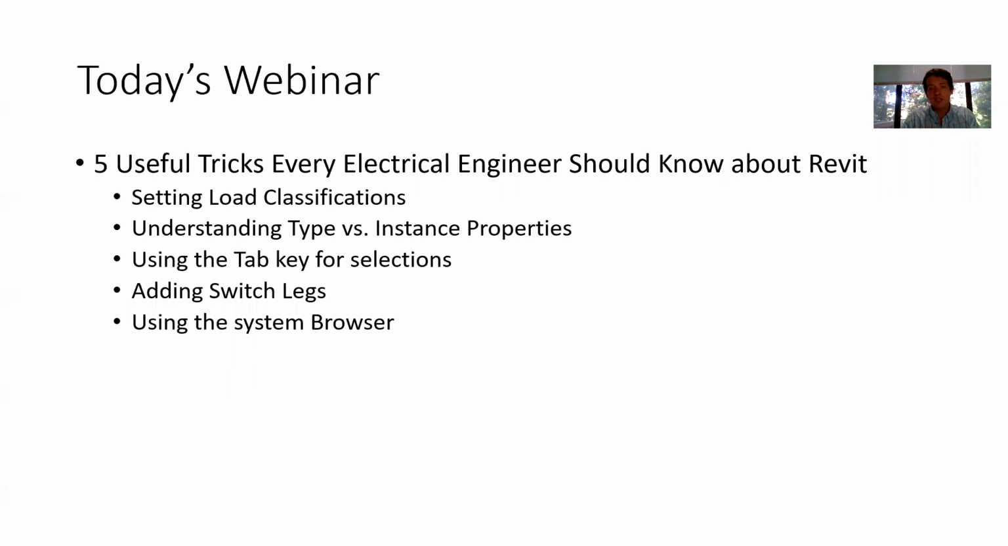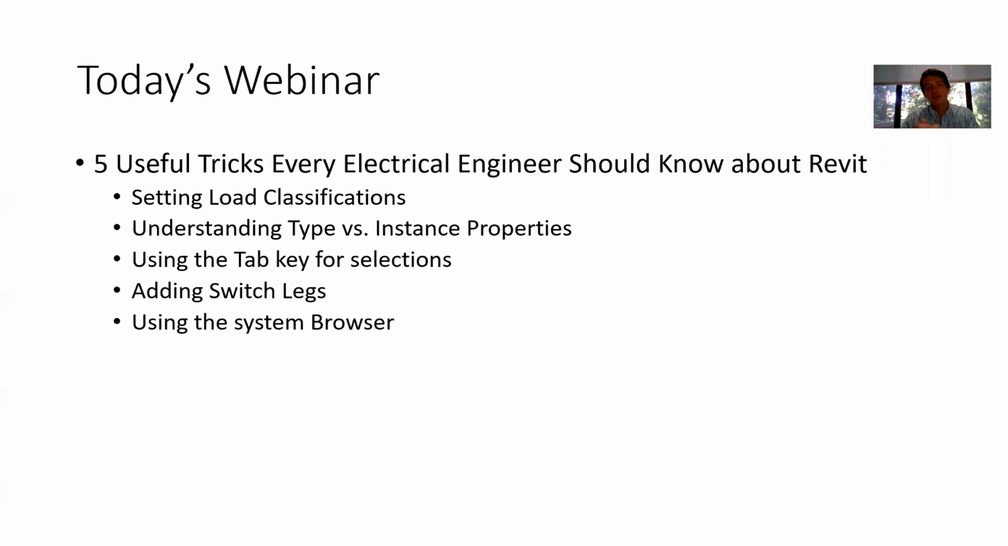Type versus instance properties. Why this is important is because of the ability to select all. You need to be able to make changes to devices, whether that's changing loads, changing types, or other properties. In one instance, you're able to select everything; in the other, you're not. So we'll go through that.